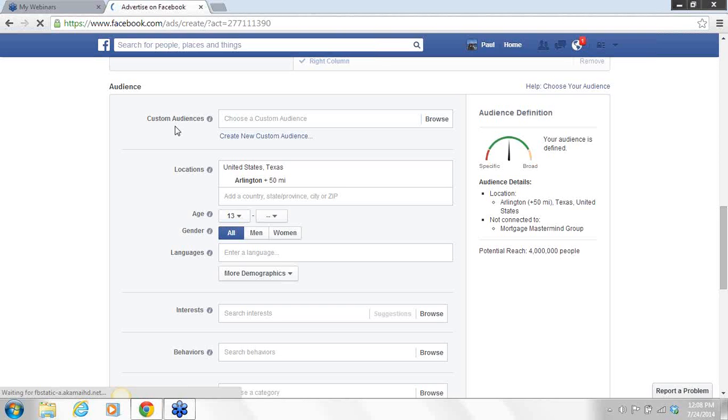And one of the cool things is, as you set up more and more demographics, what you'll notice is that it shows you the demographics that you're working with over here. It'll kind of stack them up and show you your potential reach. Like right now, I don't have any demographics going other than a 50-mile radius around Arlington, Texas, which gives me 4 million Facebook users to market to.